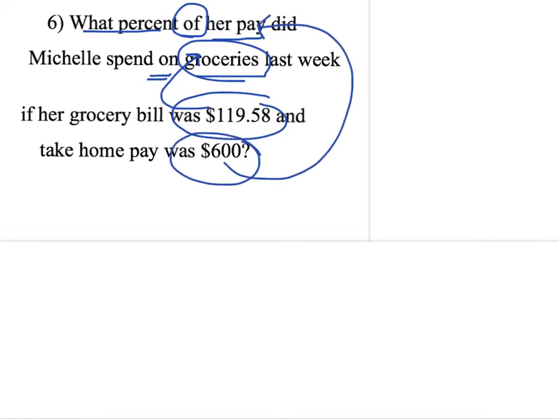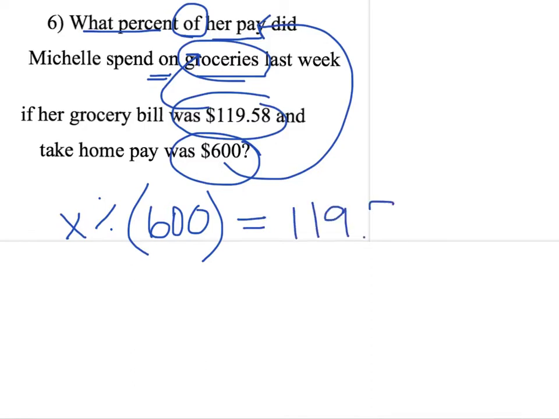So when I read what percent of her pay did Michelle spend on groceries, I can really see the equation start to build. So what percent, I'm going to say X percent of means multiply her pay, which is 600, equals is groceries, 119.58. So the verbal prompt really helps you in this case to build the equation.